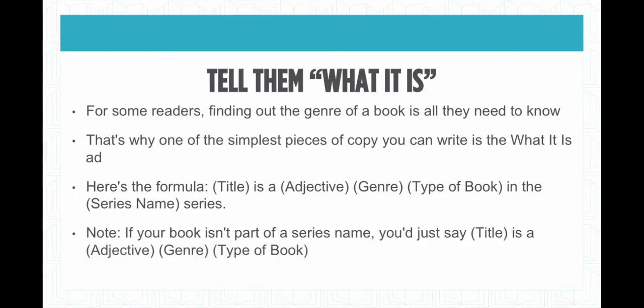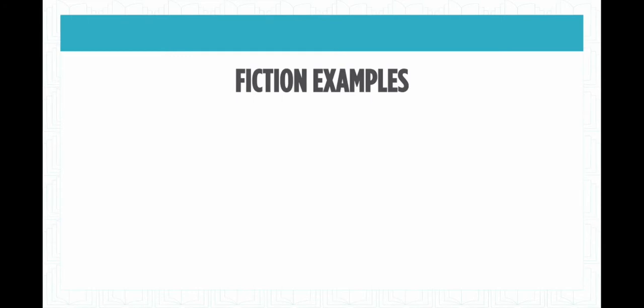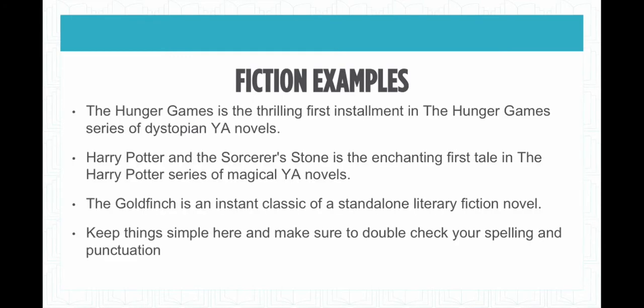If your book isn't part of a series, you'd just say: Title is an [adjective] [genre] [type of book]. Don't worry, I have examples. Fiction. Here, we'll put all these out. Hunger Games is the thrilling first installment in the Hunger Games series of dystopian YA novels. Harry Potter and the Sorcerer's Stone is the enchanting first tale in the Harry Potter series of magical YA novels, or magical middle grade novels. The Goldfinch is an instant classic of a standalone literary fiction novel. Keep it simple, keep it short, and double check your spelling and punctuation.